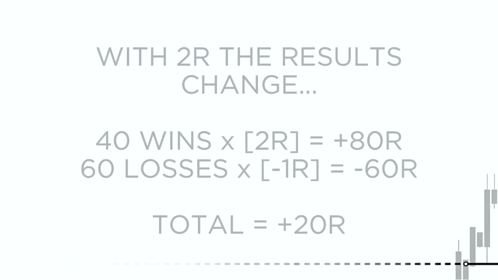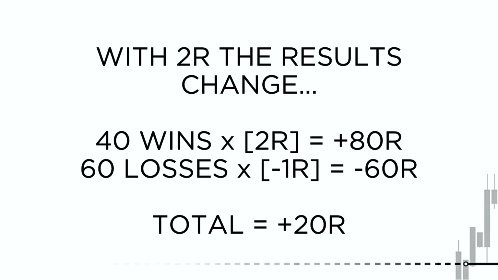Now let's look at what happens if we use a 2R strategy and compare a 40% win rate. Well, we still have the same number of wins and losses if we're using our sample size of 100 trades. We've got to remember that every win is worth double every loss. And suddenly you can see that this pushes us from a losing position into a winning position.